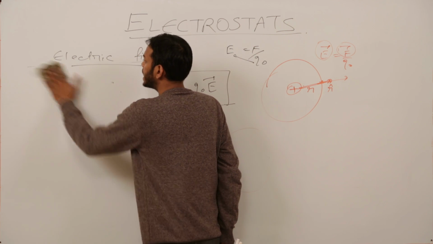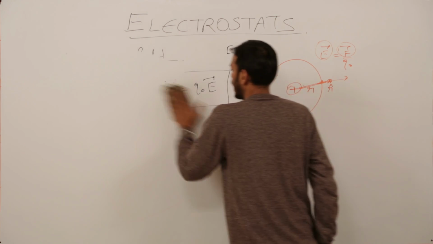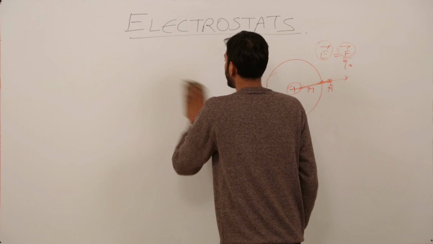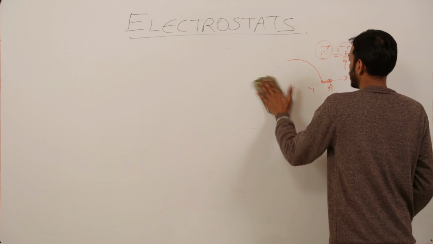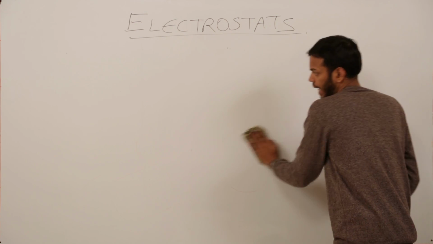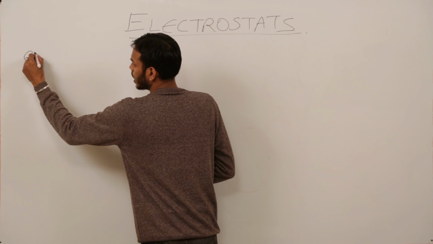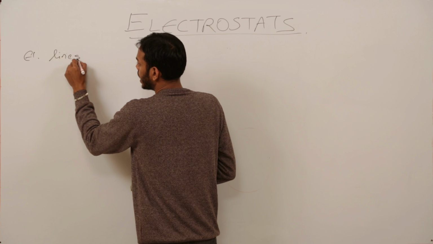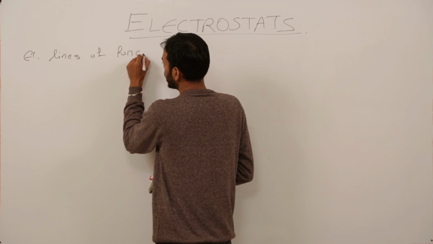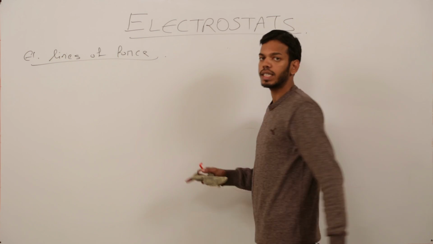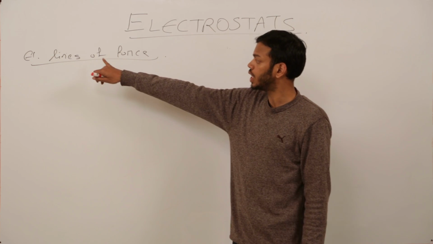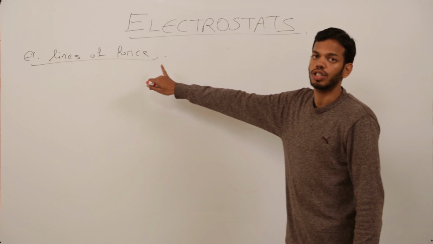Now how do we represent electric field? Electric fields are represented by electric lines of force. So what is this new term? Electric lines of force. These are imaginary paths which represent the direction of electric field.